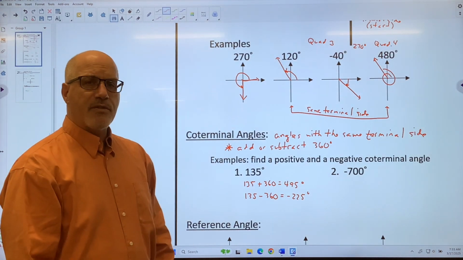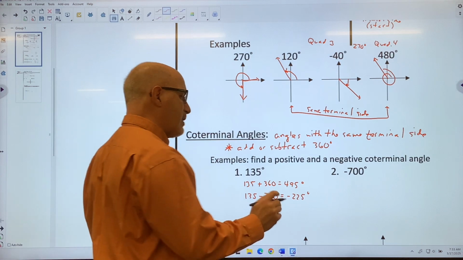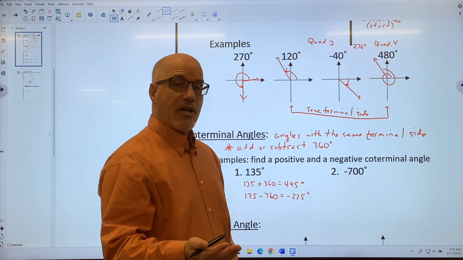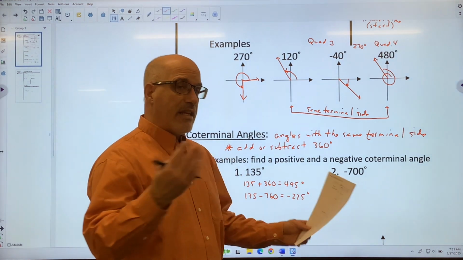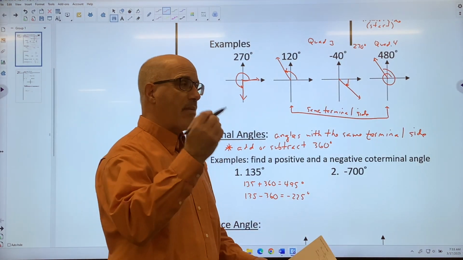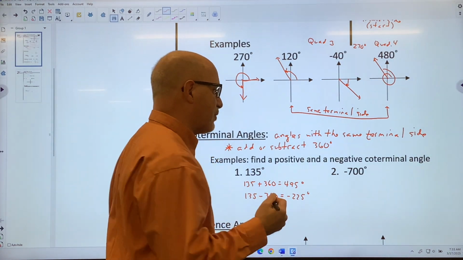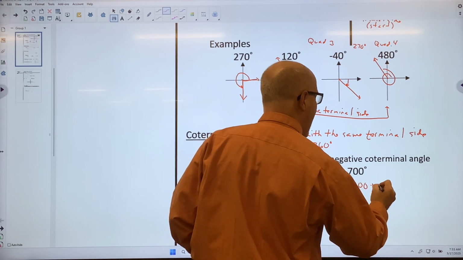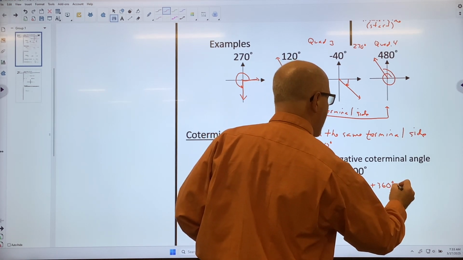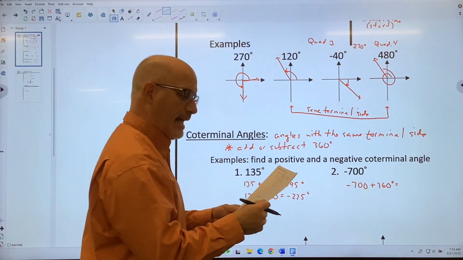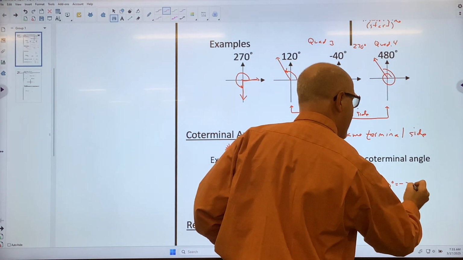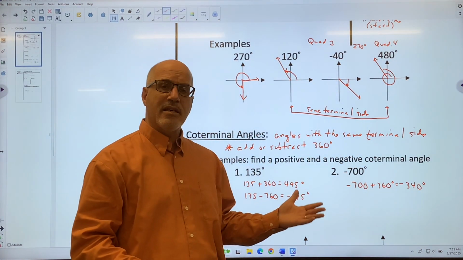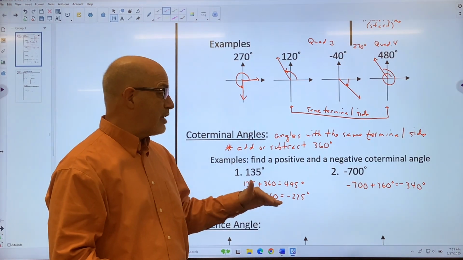How about if we use negative 700? Now be careful with this one. If I subtract 360 to get a coterminal angle, that would be fine. There's an infinite number of coterminal angles, right? You could just keep adding multiples of 360 or subtracting multiples of 360. But notice if I take this negative 700 and I add 360 degrees to it, you then get negative 340. It's still negative.